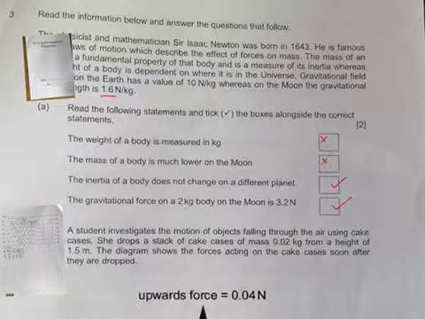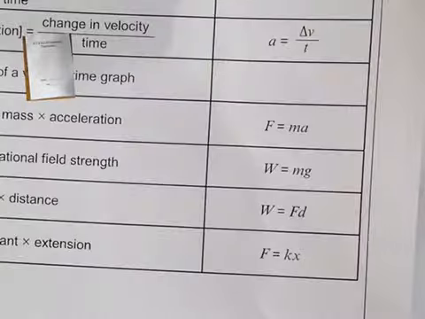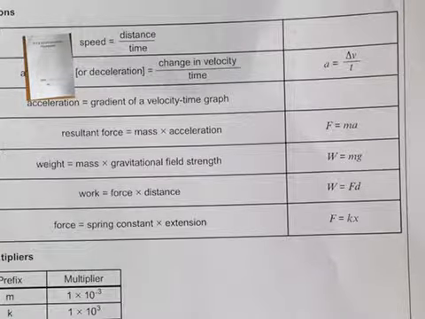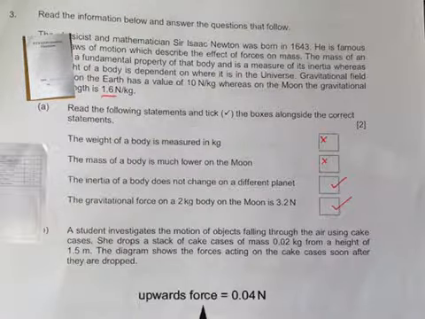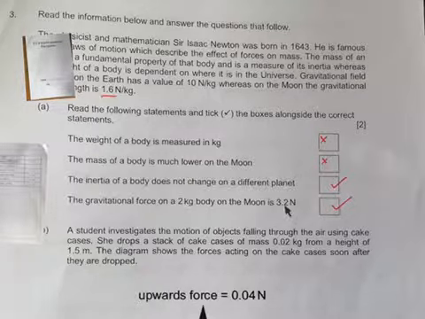these next two are going to be correct anyway. The gravitational force on a 2 kilogram body on the moon is 3.2 newtons. Well, on the moon it is 1.6, the pull of gravity. So 1.6 times 2 is going to give me 3.2. And if you're wondering where I've got that equation from, there it is. Weight equals the mass times gravitational field strength. So W equals mg. And all I've done there is times 2 by 1.6, the gravitational field strength.